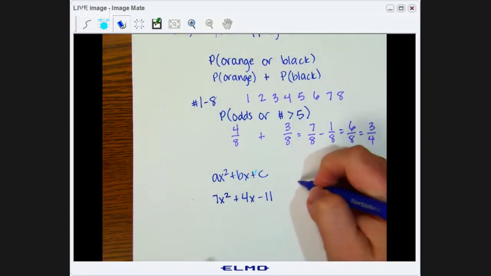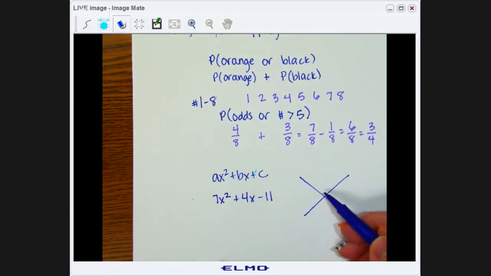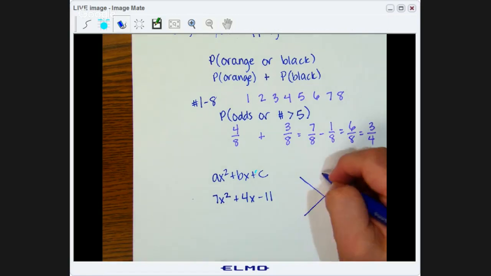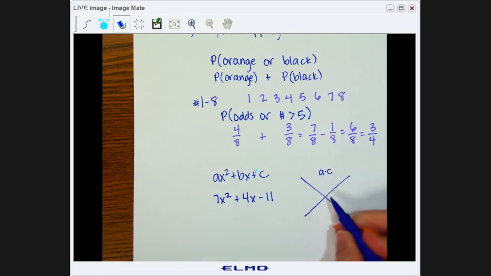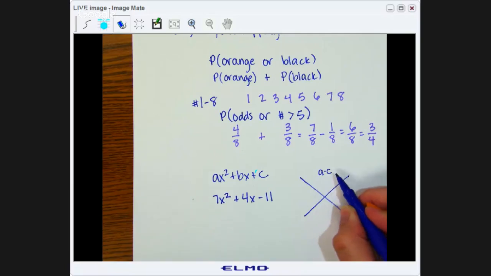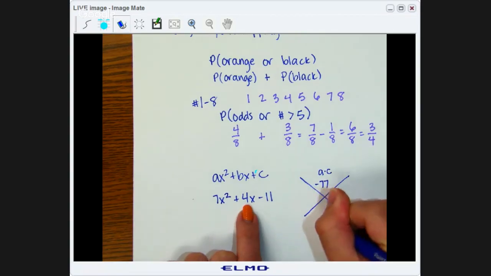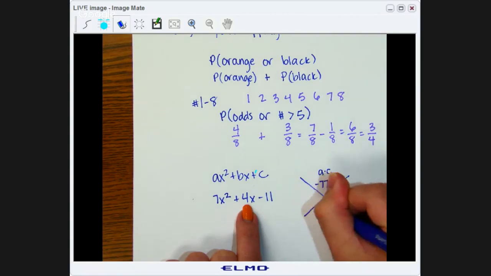We're still going to create our X puzzle. On the top here, however, instead of just putting C like we normally would when A equals 1, now we're going to multiply together that coefficient that's in front of the x squared with the constant. So I'm going to multiply A and C together. And so 7 and then negative 11 would get me negative 77. And then B would still go on the bottom like it does when I'm factoring when A equals 1. So 4 would go down here.